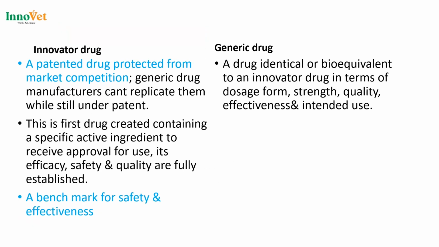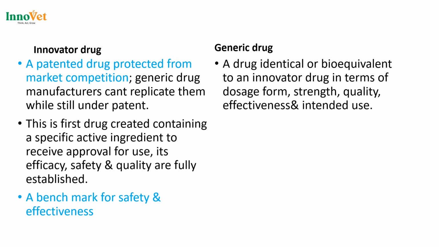Now we shall understand the difference between an innovator drug and a generic drug. So an innovator drug is a patented drug that is protected from market competition. This innovator drug is like the original drug. So it is the first drug that is created containing a specific active ingredient that is yet to receive approval for use, whereby its efficacy, safety, and quality have been fully established. So it's like a new drug, an original drug, and this is the drug that generic drug manufacturers will come and begin to replicate if the patent has been removed. These innovator drug manufacturers can sometimes hold the patents for so long, like for up to 20 years, while not releasing them.